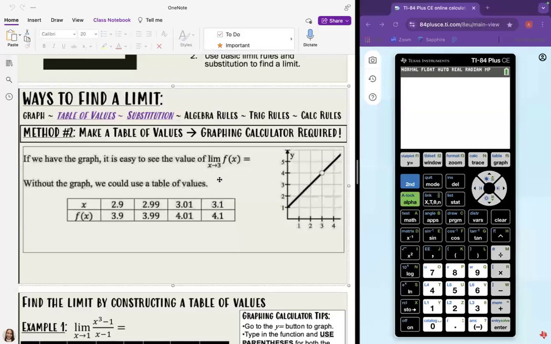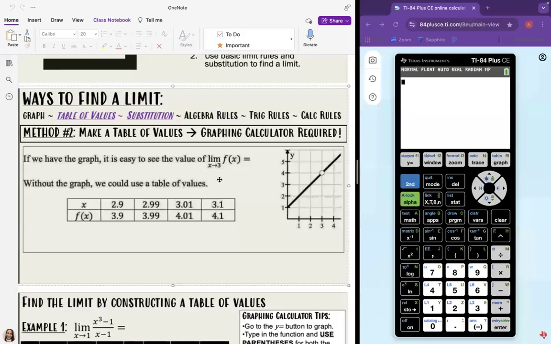All right, ladies and gentlemen, if we have a graph, it's easy to find the limits, right? We're gonna find limits in all these different ways. We already used graphs. We're gonna today use table of values and substitution. Later on, I'm gonna teach you algebraic rules, limit rules, and trig rules and calc rules. Okay, so that's all the things that we can do to evaluate limits.